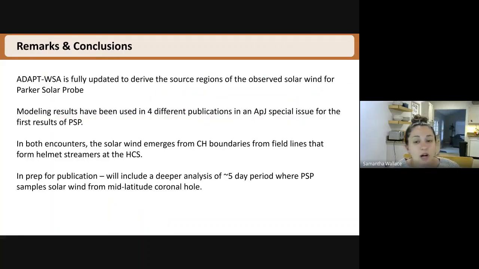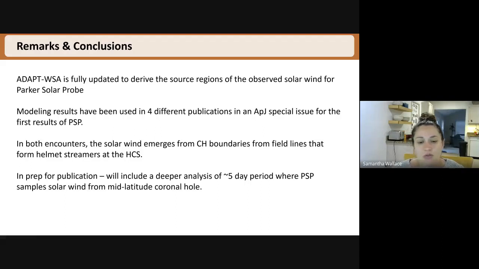So just in conclusion for the Parker work, basically ADAPT-WSA is fully updated and capable of deriving the Parker observed solar wind, as well as now Solar Orbiter. I've worked personally most extensively with the first 2 encounters. However, in the interest of time, I did not discuss the second encounter with you guys today. The modeling results initially were used in 4 of the different publications for the first results papers that I was involved in, but I think WSA as a whole was about 7 of those papers. And then from there, there've been several others as well.